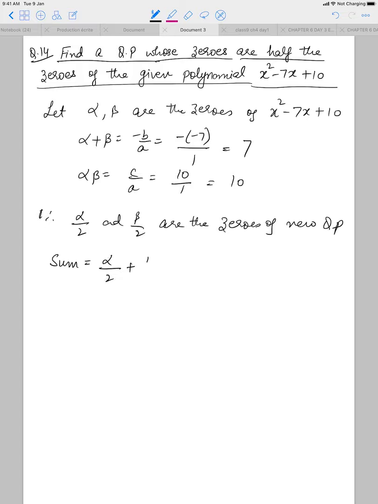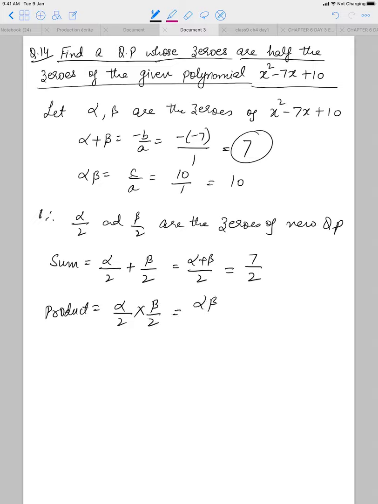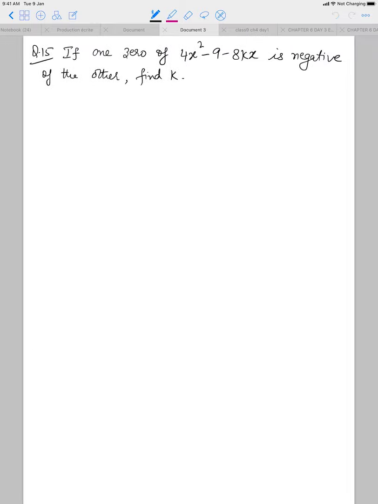So what is the sum of the zeros? For finding the quadratic polynomial, we need to find out the sum and the product. So sum is alpha plus beta upon 2. Now what is alpha plus beta? That is equal to 7. So 7 by 2. Product of the zeros is equal to alpha by 2 into beta by 2, which is equal to alpha beta upon 4. Now alpha beta is equal to 10. So 10 upon 4 will give you 5 upon 2. Therefore the quadratic polynomial formed is x square minus sum of the zeros, that is 7 by 2, x plus product of the zeros, which is 5 by 2.